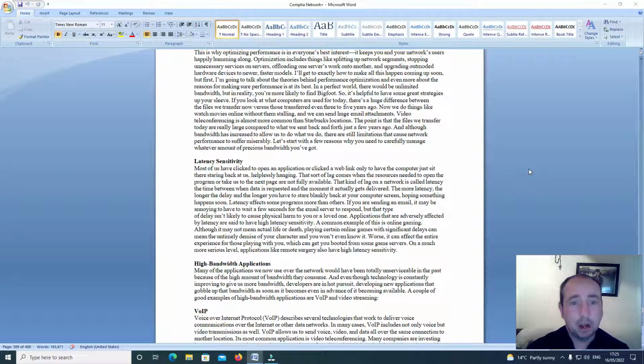This is why optimizing performance is in everyone's best interest. It keeps you and your network users happily humming along. Optimization includes things like splitting up network segments, stopping unnecessary services on servers, offloading one server's workload to another, and upgrading outmoded hardware devices to newer, faster models.